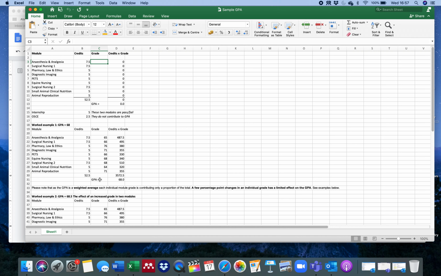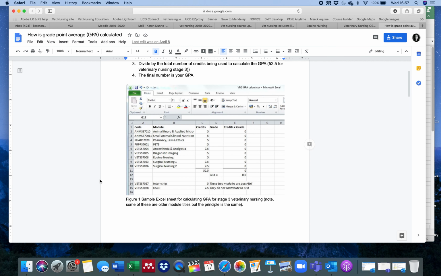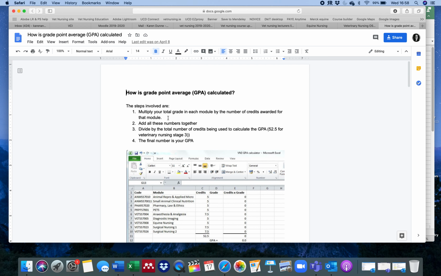So for example, how do you work it out? The formula is here. You take what grade you got in each module and multiply that by the number of credits awarded for that module. So if it's a 5 credit module and you got 60%, you multiply 5 by 60 to give you 300 for that particular module. You add all those numbers together to give you a total, then you divide it by 52.5 credits for stage 3 in vet nursing, and the number that results is your GPA.